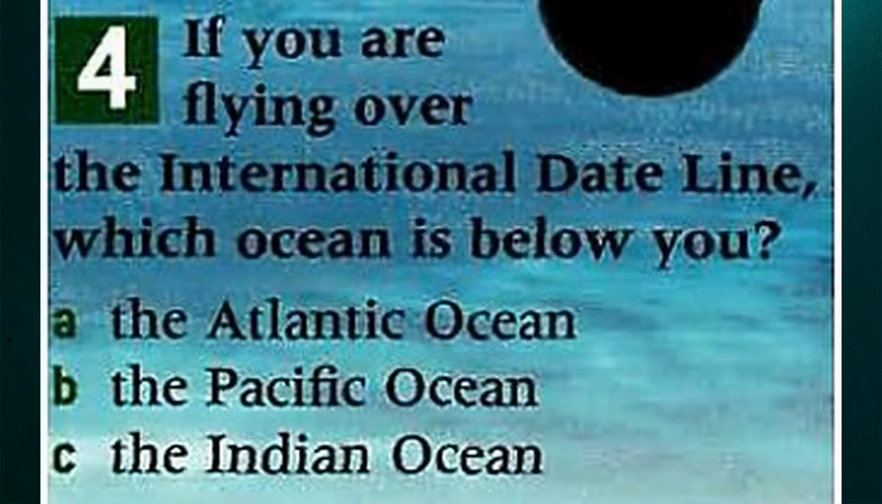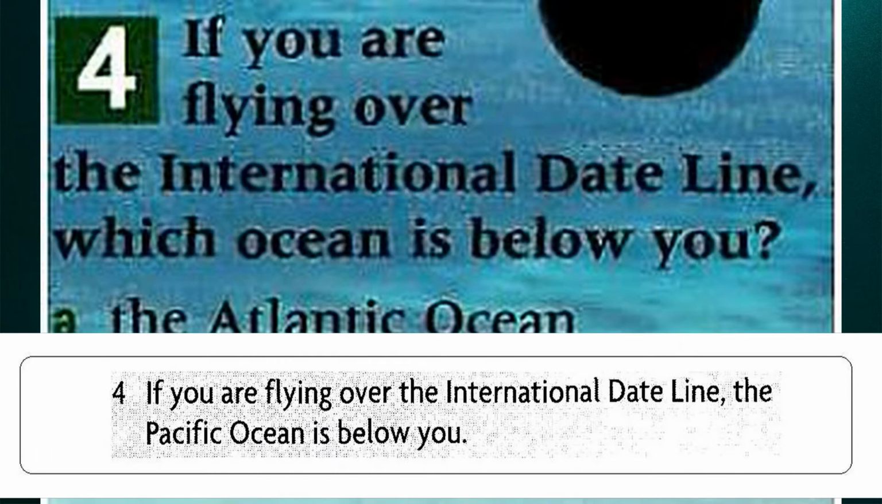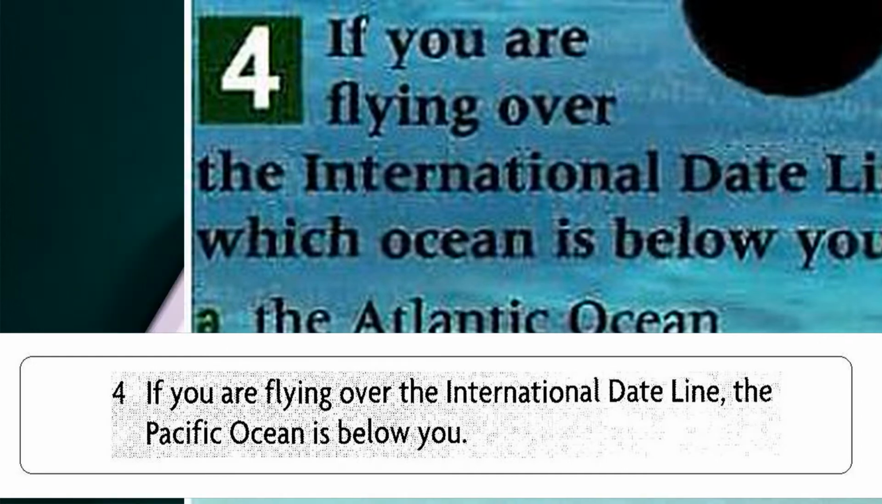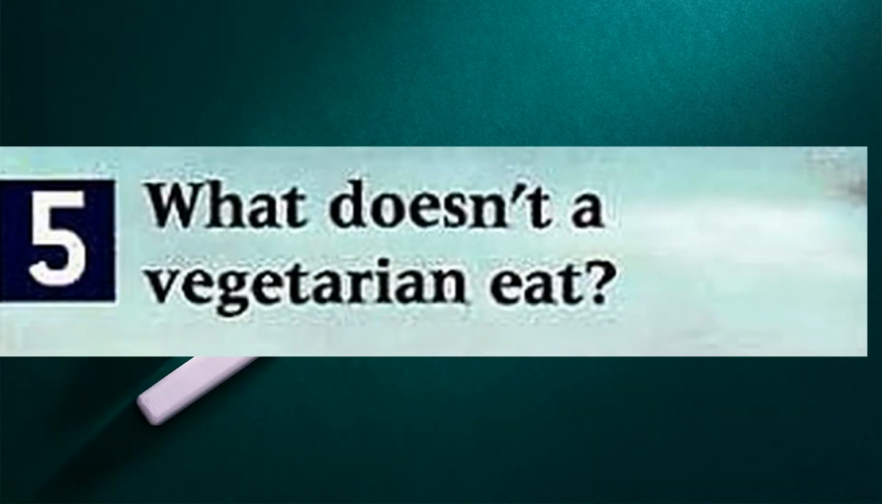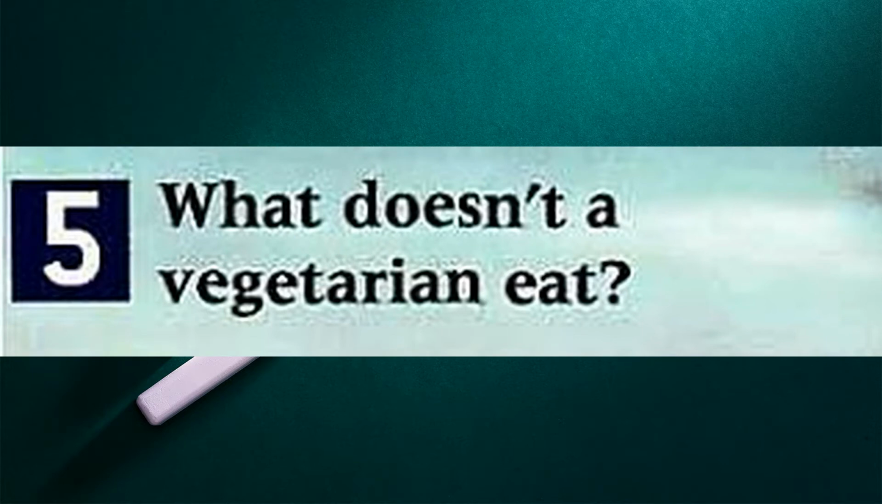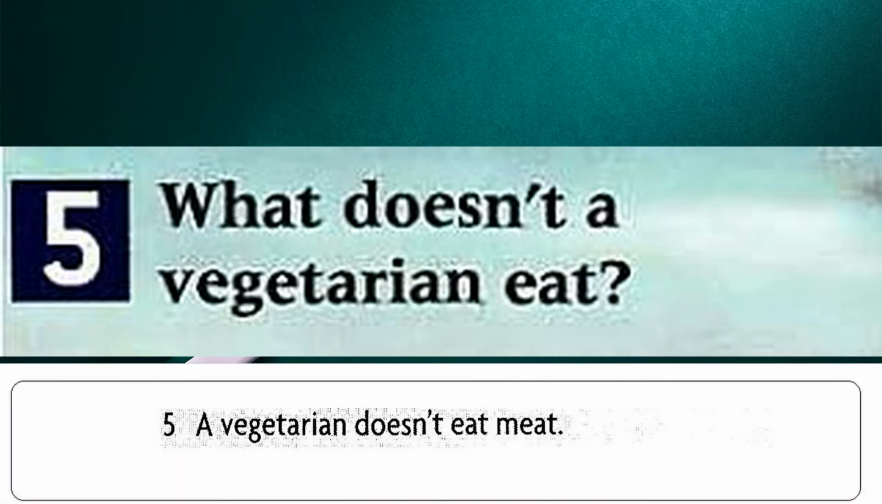Number 4. If you are flying over the international dateline, which ocean is below you? The Atlantic Ocean, the Pacific Ocean, the Indian Ocean? 4. If you are flying over the international dateline, the Pacific Ocean is below you. Number 5. What doesn't a vegetarian eat? 5. A vegetarian doesn't eat meat.